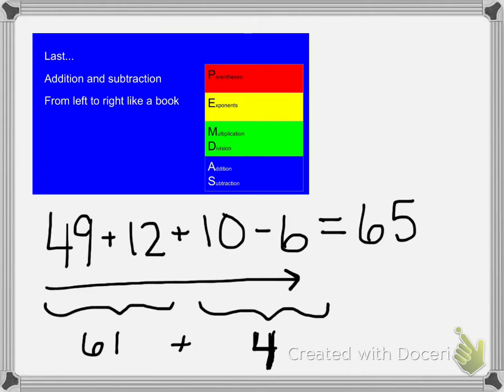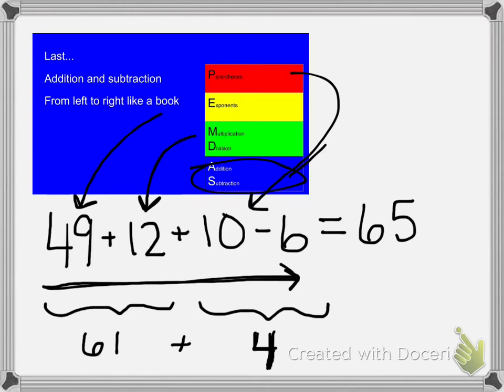Okay, so I have the 10, which was from my parentheses, the 49, which was 7 squared, 12, which came from 3 times 4. So the last thing I have to do is addition and subtraction. There's a lot of addition and subtraction here to do. And we're going to do it from left to right, just like we're reading a book. So let's start with 49 plus 12. 49 plus 12 is 61.